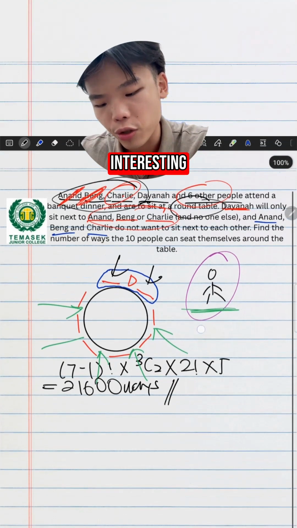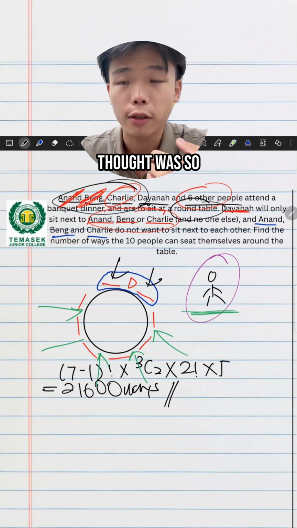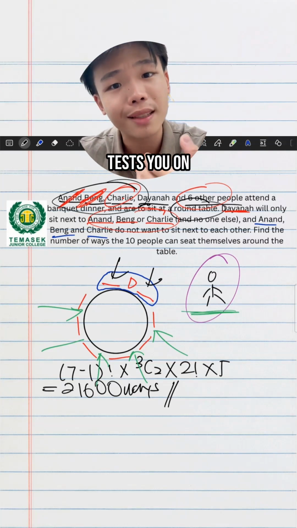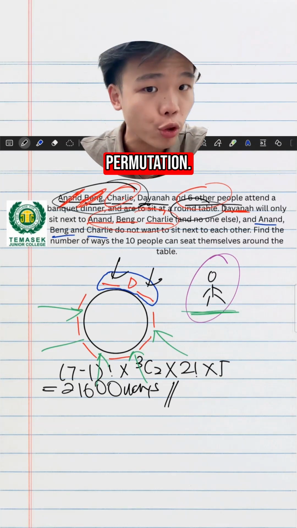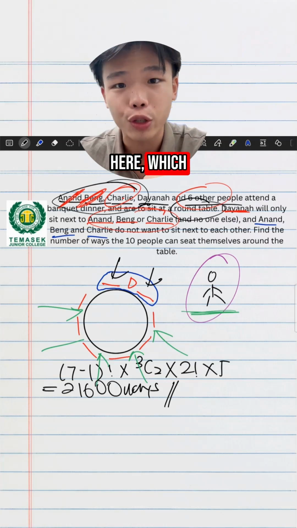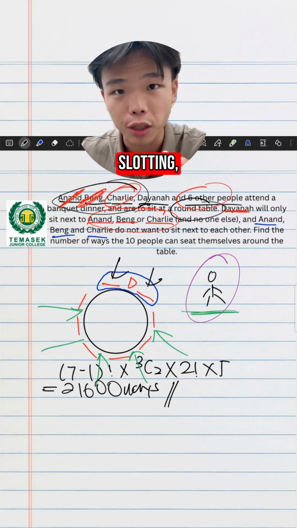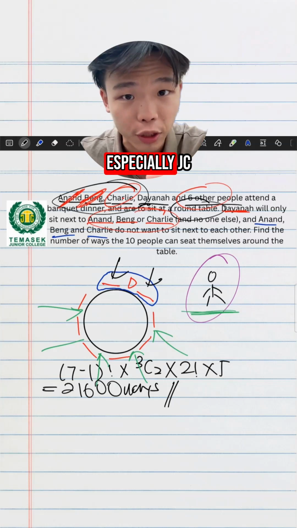So this is a very interesting question from Temasek Junior College that I thought was so well planned, because it tests you on your favorite concept of circular permutation, but there's a catch over here which includes the concept of slotting, and that's a concept that a lot of students, especially JC, struggle with.